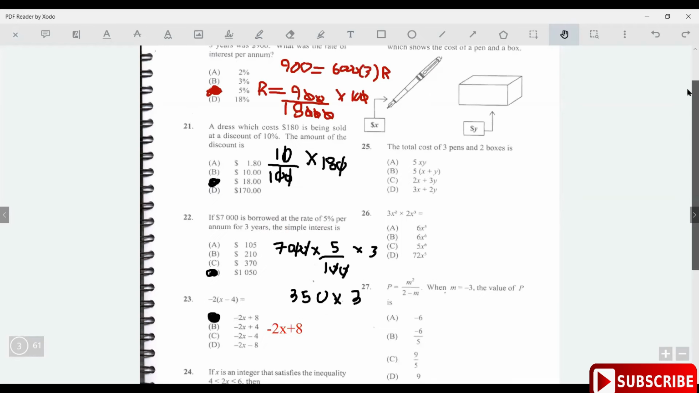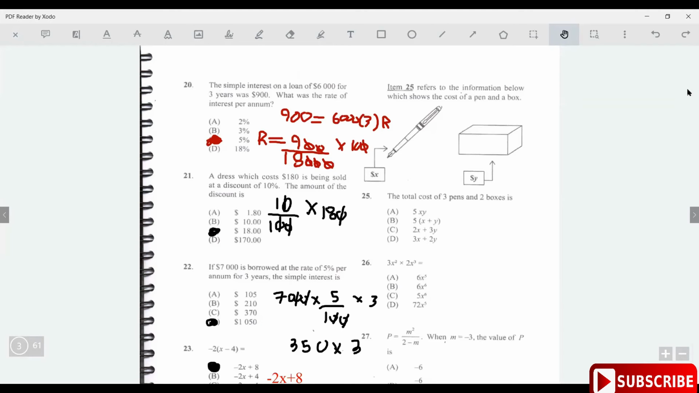Question 25. Item 25 refers to the information below which shows the cost of a pen and a box. It says the total cost of 3 pen and 2 box is, so if 1 pen costs X dollars, then to buy 3 pen will cost 3X. If you buy 1 box and it costs Y dollars, then to buy 2 boxes is 2Y. So if you're going to buy 3 pen and 2 box, that's 3X plus 2Y, which is clearly option D. D as in dog. Nice and easy.